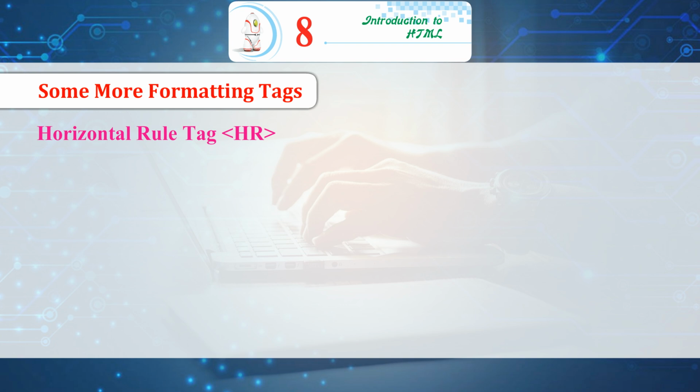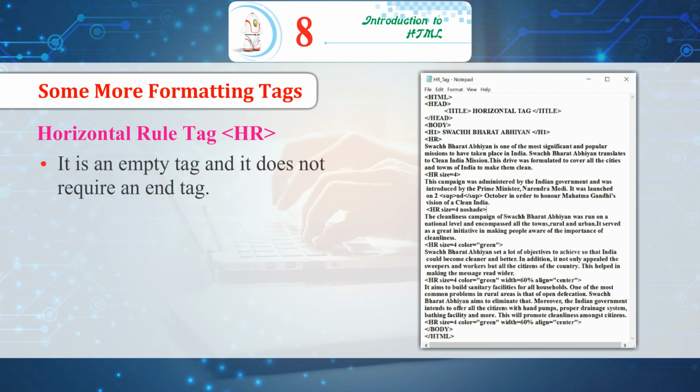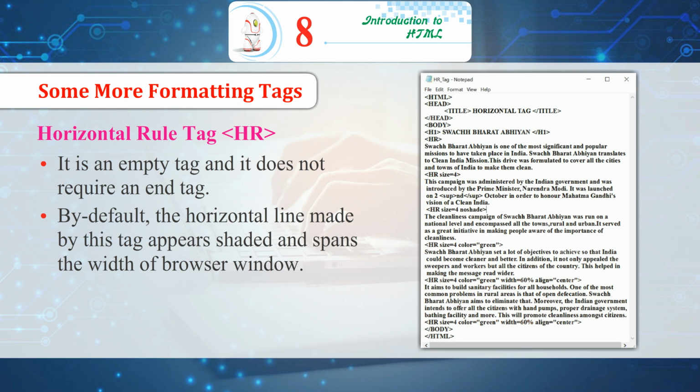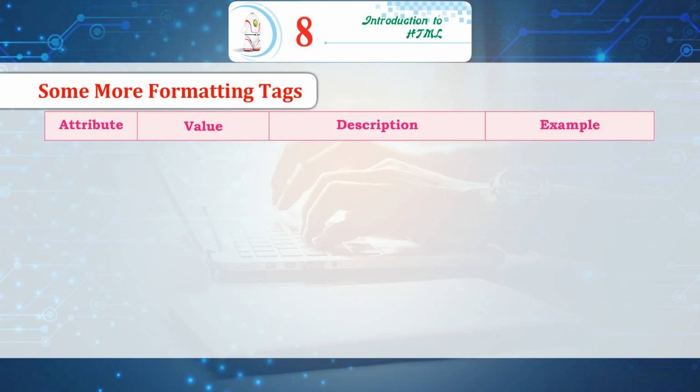Horizontal rule tag, HR tag. The HR tag in HTML stands for horizontal rule and is used to insert a horizontal rule in an HTML page in order to divide or separate document sections. It is an empty tag and it does not require an end tag. By default, the horizontal line made by this tag appears shaded and spans the width of the browser window. But you can modify it by using the following attributes.